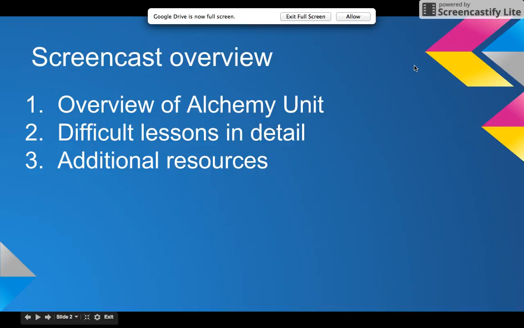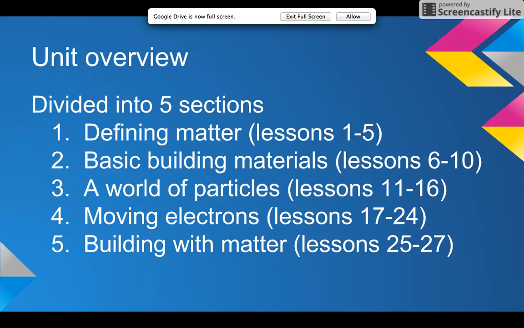So, in this screencast, I'm going to give you an overview of the Alchemy unit. I'm going to discuss 3 difficult lessons in detail, and then provide you with some additional resources. So the Alchemy unit is divided up into 5 sections.